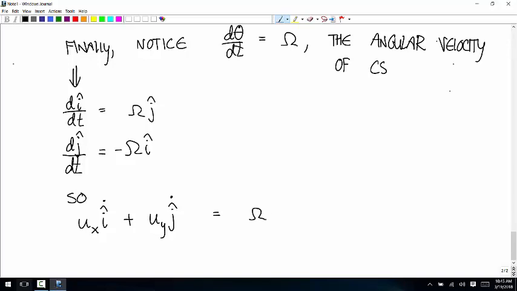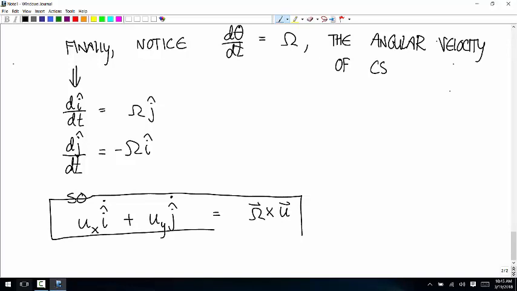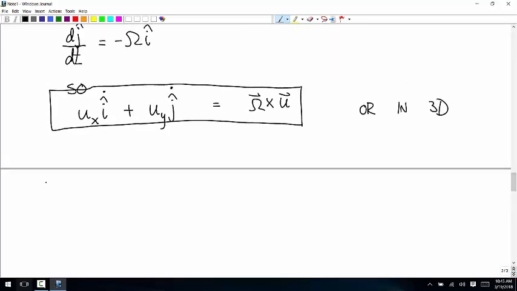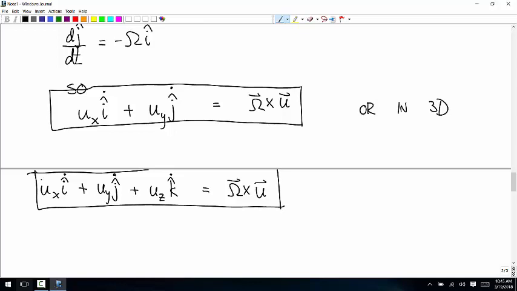And it's equal to the angular velocity vector crossed with the u vector. Or in 3D, ux times i dot plus uy times j dot plus uz times k dot is equal to omega cross u. Okay, so now we know how to, if we know the angular velocity of the coordinate system relative to something that's not rotating, that's our representation of that term with the u components times the axis dot.